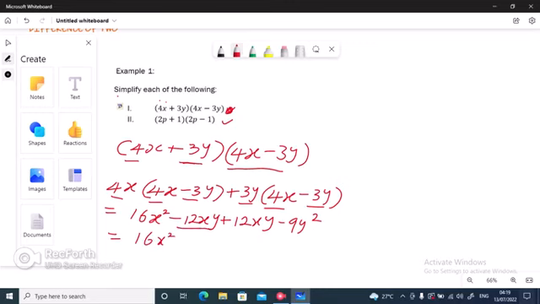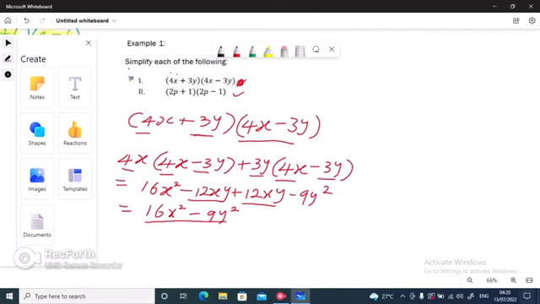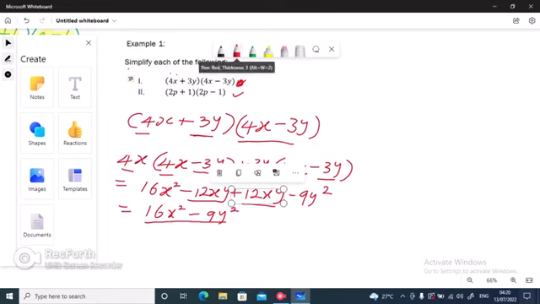So now 16x squared, our minus 12xy plus our 12xy is 0. So we are left with 16x squared minus 9y squared. So this is it. This is the answer. Now let's try number 2.